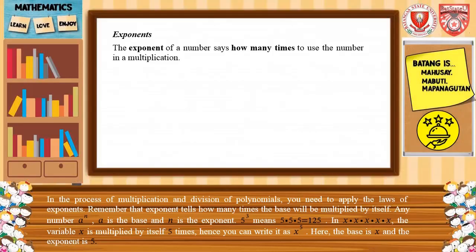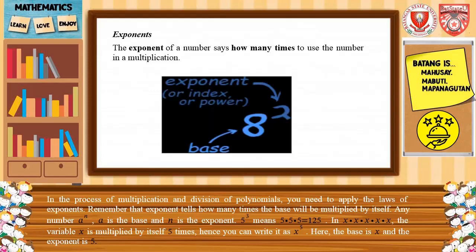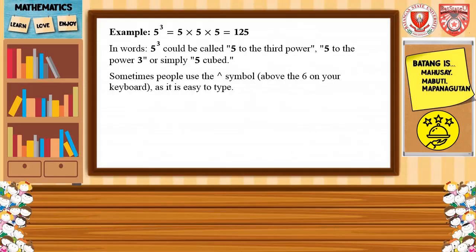Exponent. The exponent of a number says how many times the number is multiplied. 8 squared. 2 is the exponent, or it can be read also as the index or power. Then our base is 8. In the given example 5 cubed, which is equal to 5 times 5 times 5, and it is equal to 125, 5 cubed could be called 5 in the 3rd power, 5 to the power of 3, or simply 5 cubed.